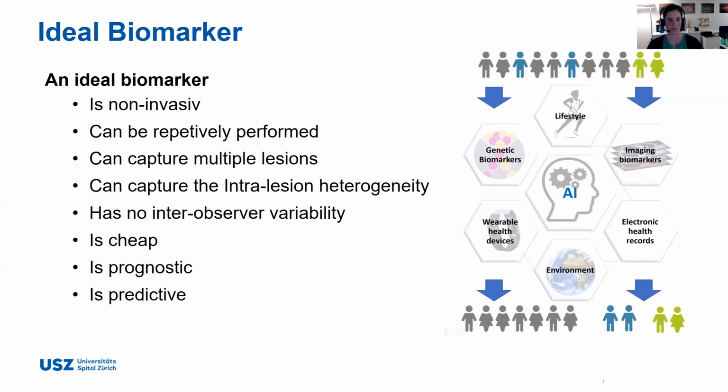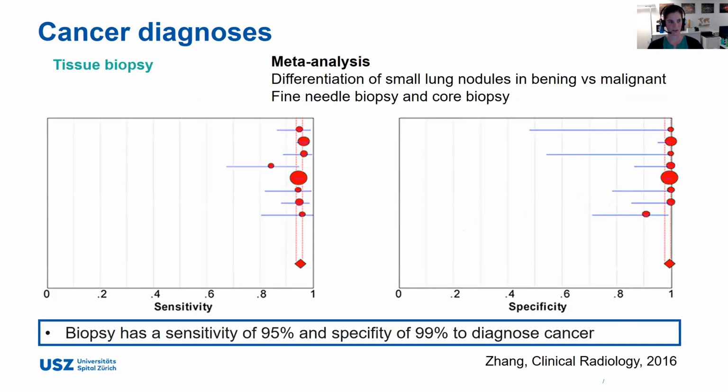So we looked a bit at invasiveness. We can repetitively do imaging. We can also capture multiple lesions, and the spatial resolution is quite high using imaging. So these are some advantages of imaging biomarkers. But let's look more into the prognostic and predictive value, because these are in the end the most important factors. And for this, I would like to start with cancer diagnosis.